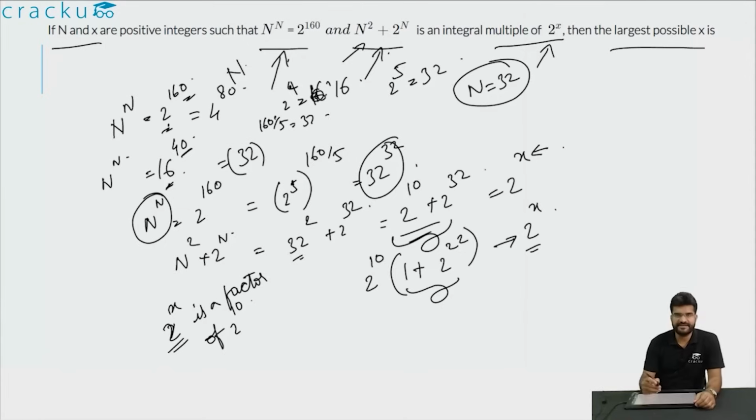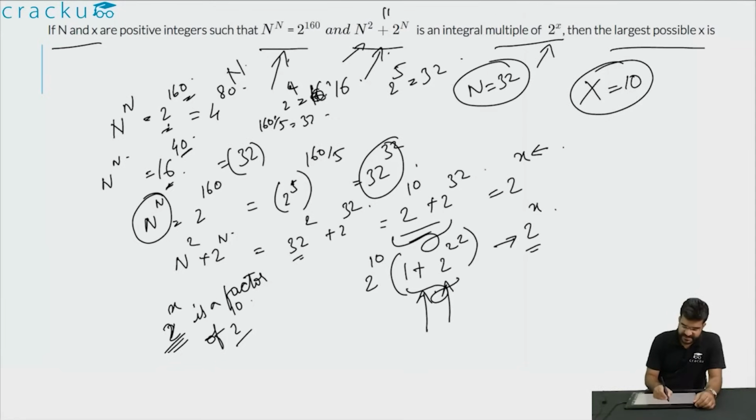Because 2 to the power x has only 2 as its prime factor, and 2 to the power 22 plus 1, that is the number in the brackets, is an odd number. So it has no common multiples, common factors with 2. So 2 to the power x is a factor of 2 to the power 10. So the largest possible value of x is equal to 10, and in that case 2 to the power x will actually equal 2 to the power 10. So the answer in this case is 10.